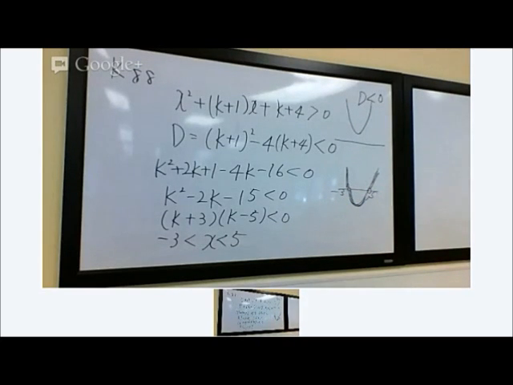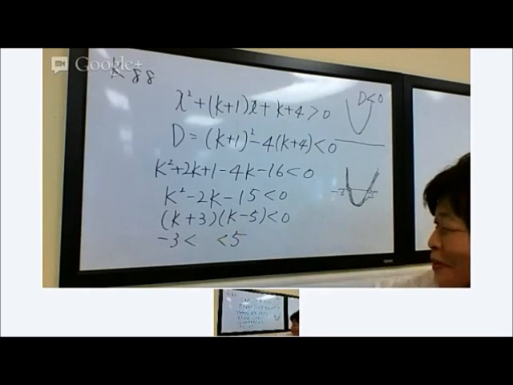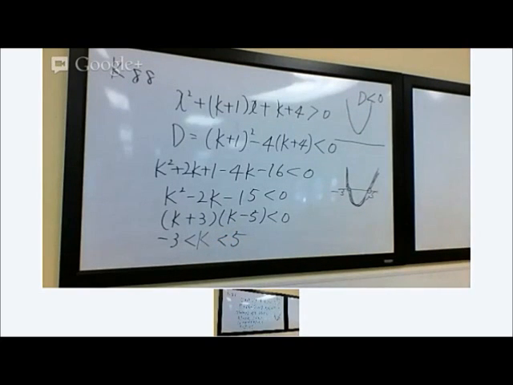This is the range of K values we're finding. The last line says x is greater than -3, less than 5. I think that should be K. Ah, okay, right. Yeah, just for the K. Thank you very much. Thanks for asking my question. I was also wondering.